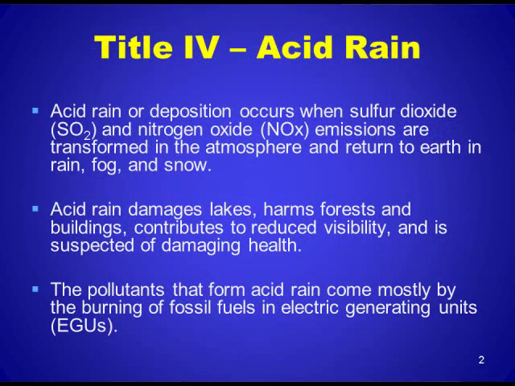Title 4, Acid Rain. Acid rain, or deposition, occurs when sulfur dioxide (SO2) and nitrogen oxide (NOx) emissions are transformed in the atmosphere and returned to Earth in rain, fog, and snow. Acid rain damages lakes, harms forests and buildings, contributes to reduced visibility, and is suspected of damaging health. The pollutants that form acid rain come mostly from the burning of fossil fuels in electric generating units, or EGUs.